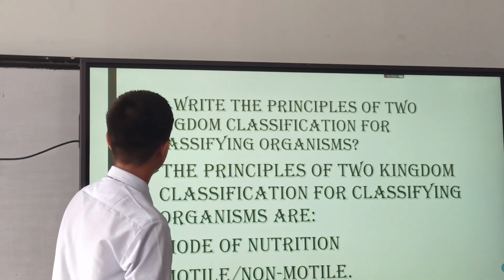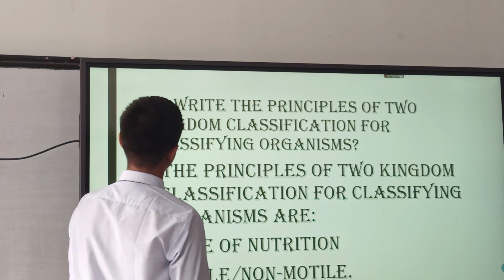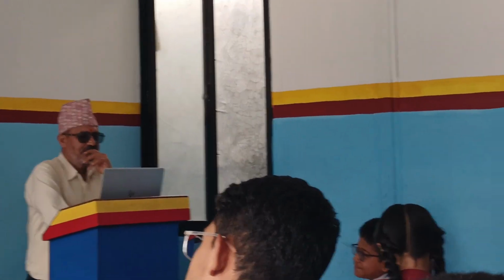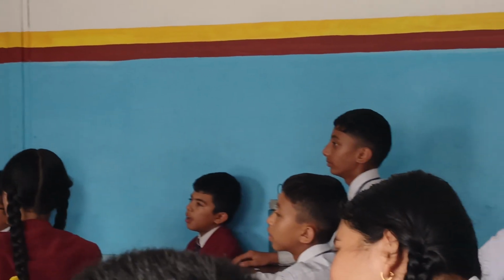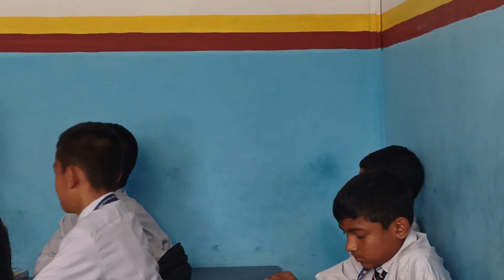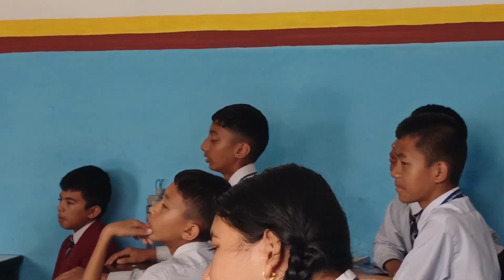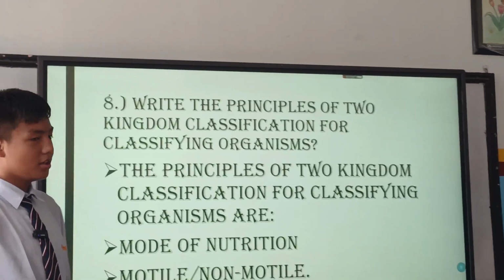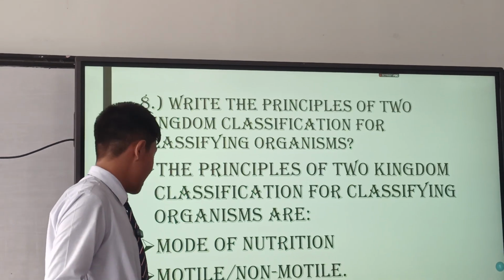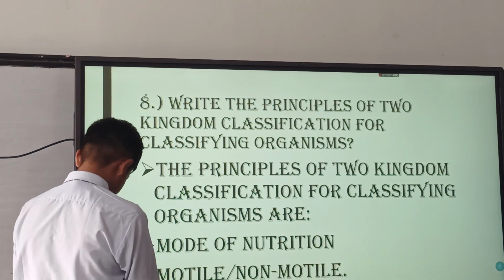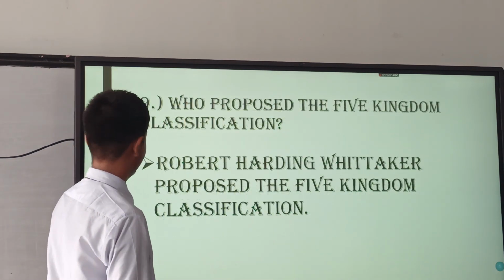What a nice picture. Read the principles of two-kingdom classification for classifying organisms. The principles of two-kingdom classification are their mode of nutrition and whether they are motile or non-motile. Mode of nutrition is how they take their nutrition, whether they are autotrophic or heterotrophic, and motile or non-motile is whether they can walk or cannot walk.